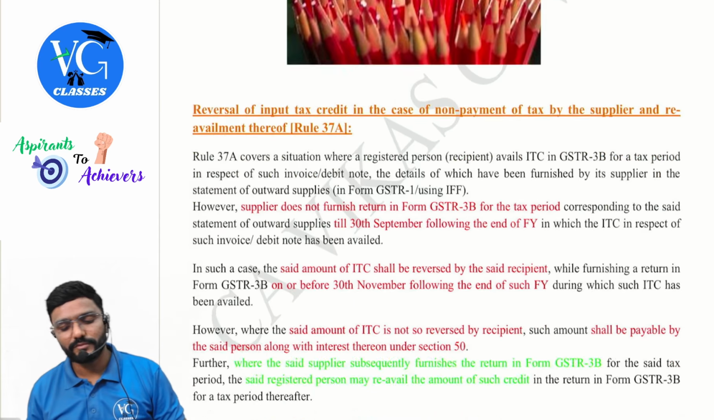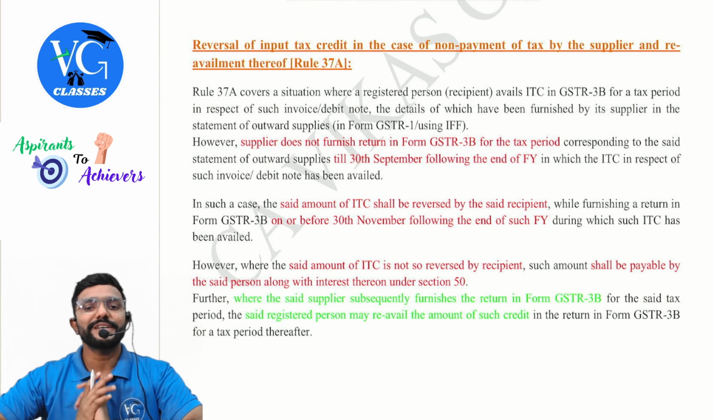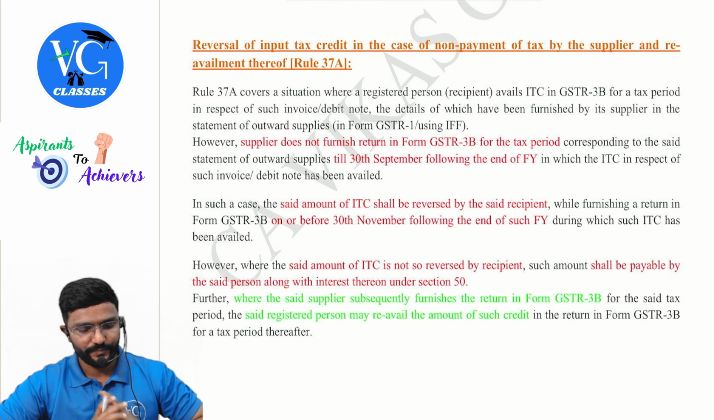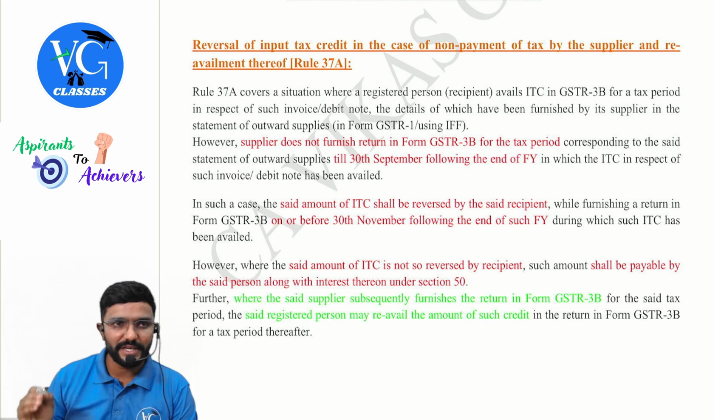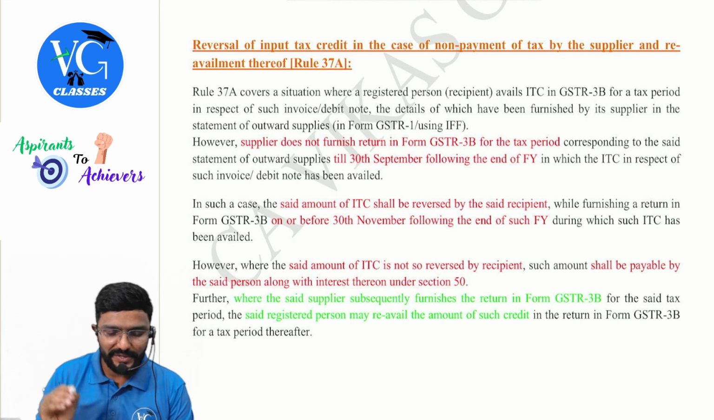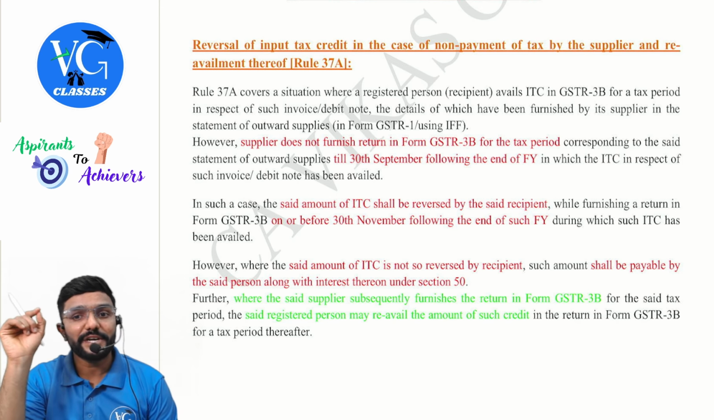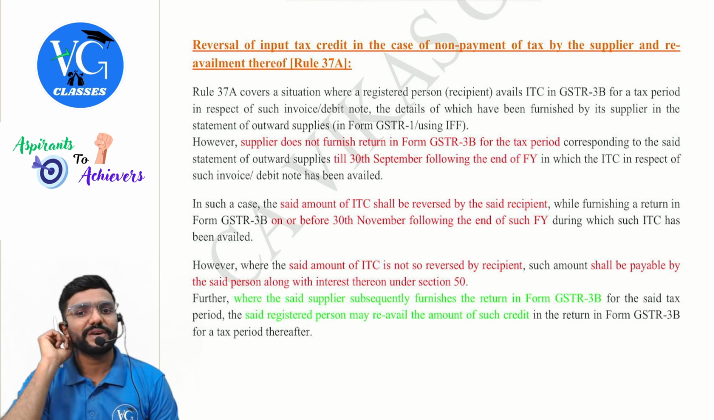We'll move forward. Reversal of input tax credit in case of non-payment of tax by the supplier and re-availment thereof. Rule 37A covers a situation where a registered person, that is the recipient, avails ITC in GSTR-3B for the tax credit in respect of such invoice or debit note, the details of which have been furnished by its supplier in the statement of outward supply in Form GSTR-1 using the invoice furnishing facility.